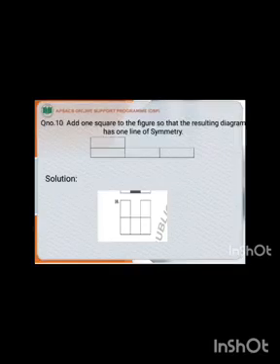In question number 10, add one square to the figure so that the resulting diagram has one line of symmetry. You can see we have to draw only one line of symmetry in the figure which is given. We have to draw a box upward from the last box of the last row. So we can easily divide our figure into equal half parts and draw only one line of symmetry.